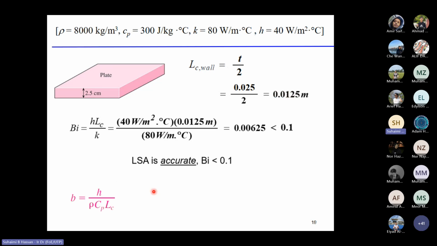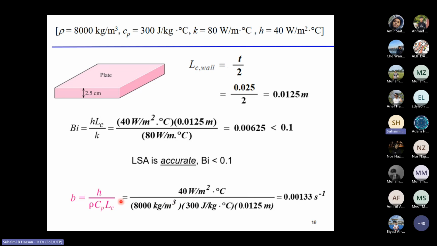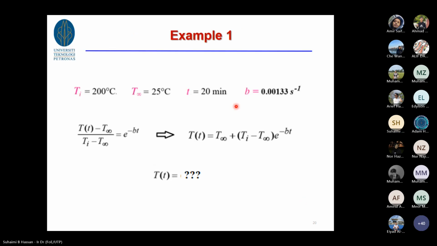Next, you got the answer is 0.00133 second power negative 1. Okay, this is B. B is constant, yeah? All right. Once you got B, temperature initial 200, ambient 25, time taken 20, B is 0.00133. So we are missing TT.